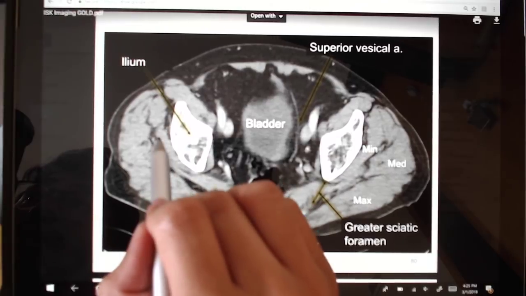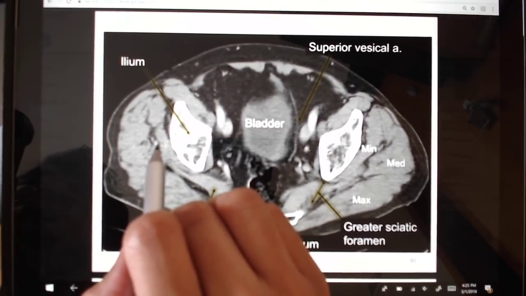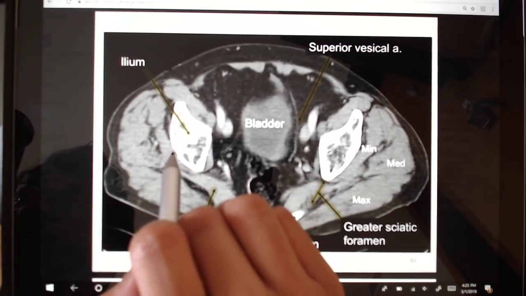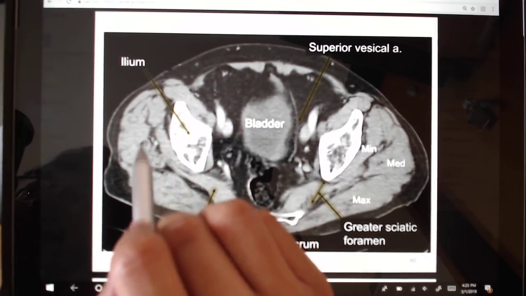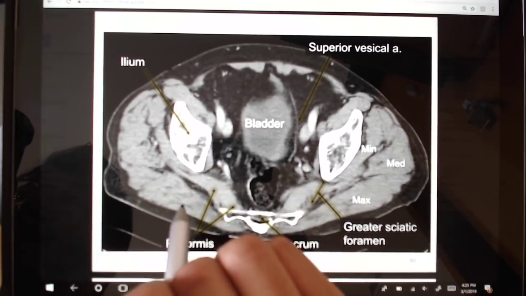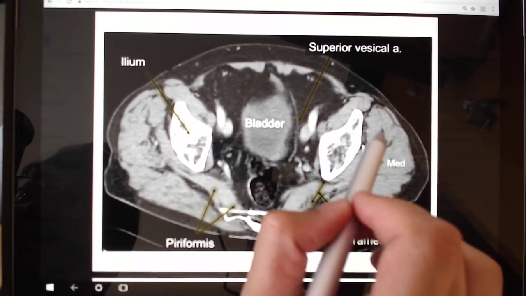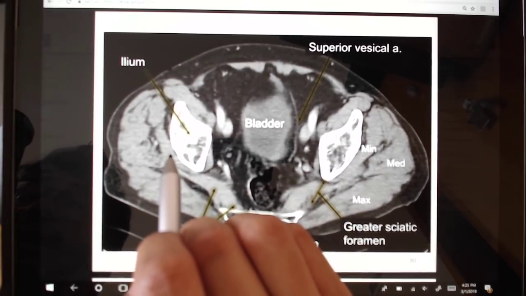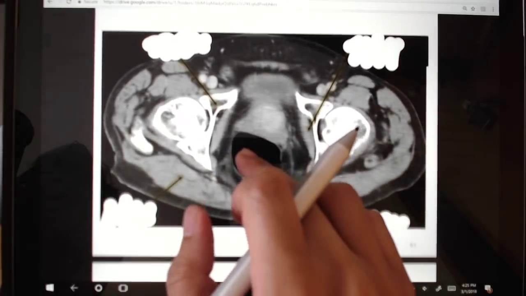You already know this is the right side. So if we went higher up in the body, what would you find on this side, the liver or the spleen? Since it's the right side, you're going to find the liver. And if it's the left side, you're going to find the spleen, stuff like that. That's basically how you have to approach it.